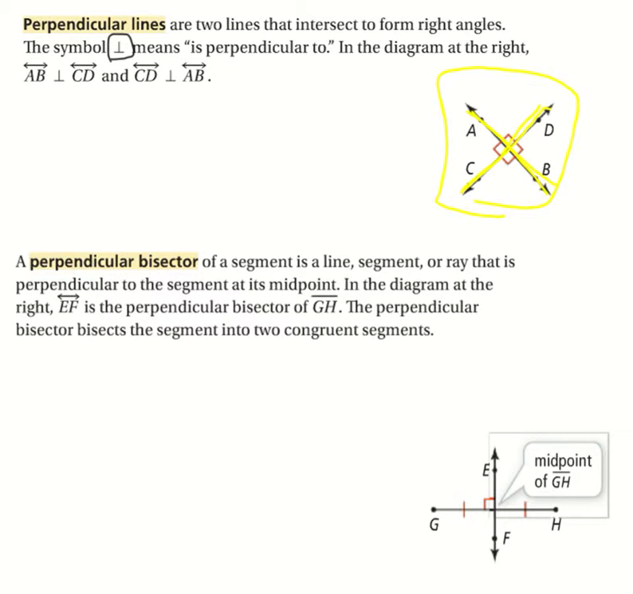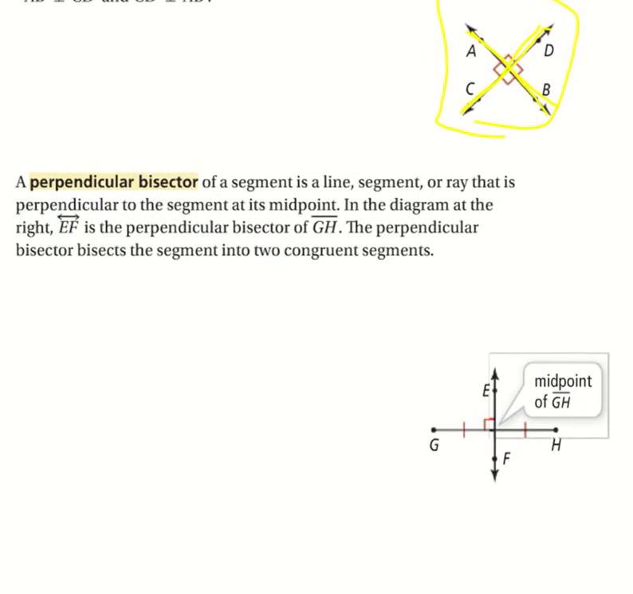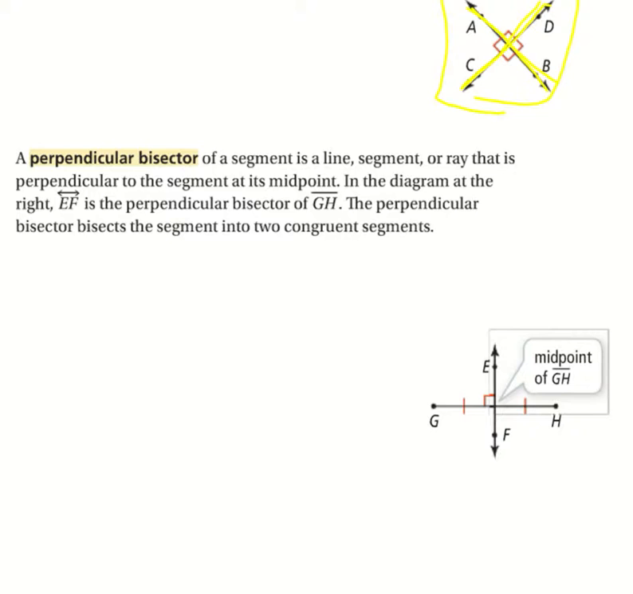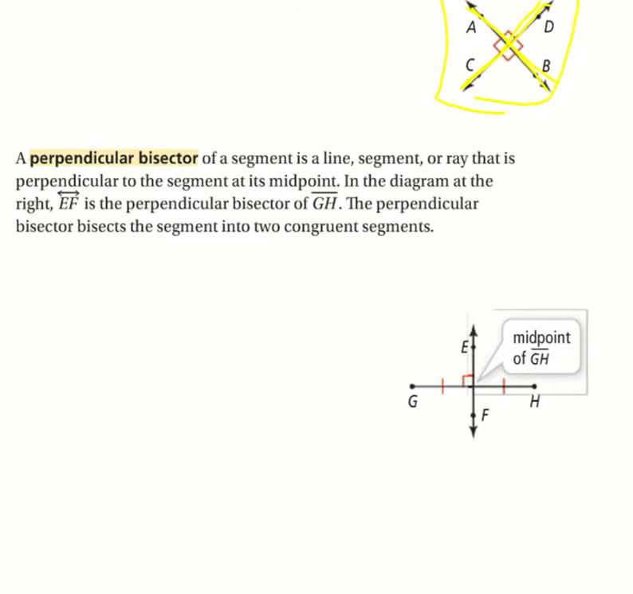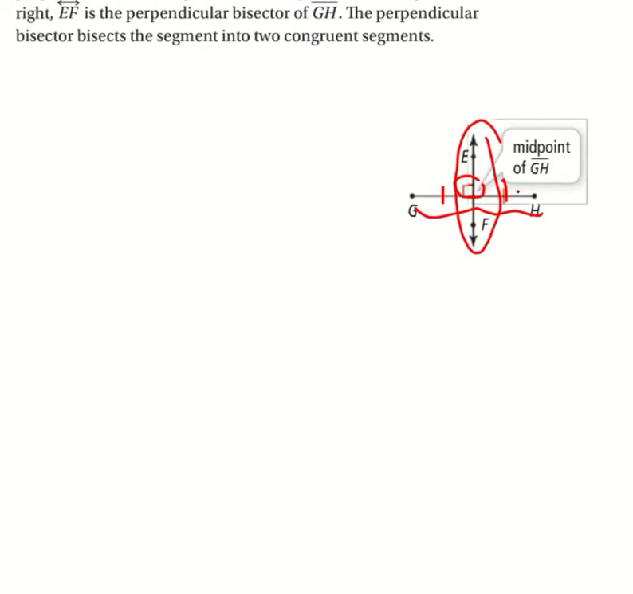Alright, and so a perpendicular bisector of a segment is a line segment or ray that is perpendicular to the segment at its midpoint. So it's perpendicular and it bisects the line segment. In this diagram over here, we have a line segment GH that's drawn right here, and then we have this perpendicular bisector EF, and it is perpendicular. It makes a right angle with the line, and it's also the bisector because we have these two congruent sides. So we're going to actually learn how to create those.